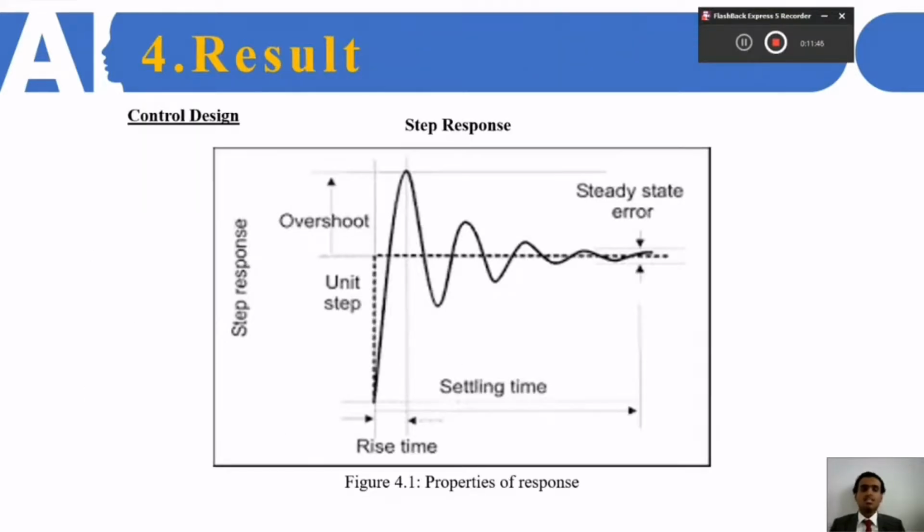Here, the one before the last part is the result. In the control design, I depend on the step responses in order to evaluate my result or make an analysis, either quantitative or qualitative. I talked about overshoot, unit step, settling time, and steady state error.